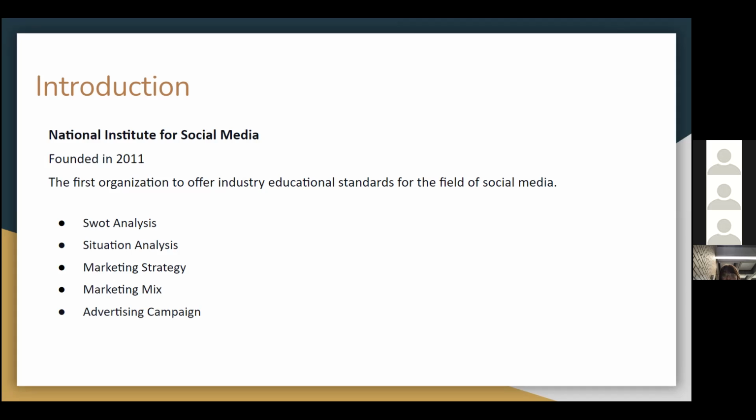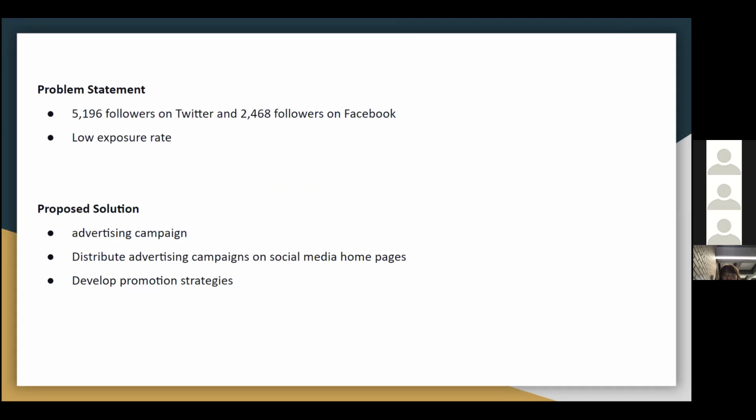So here is our problem statement. Based on our research, NISM has 5,169 followers on Twitter and 2,468 followers on Facebook. This indicates its exposure rate and followers on social media are relatively low, allowing for growth in terms of brand awareness and consumer engagement.